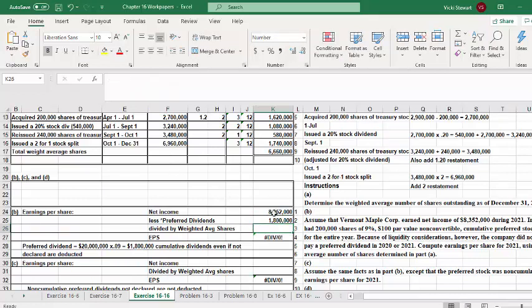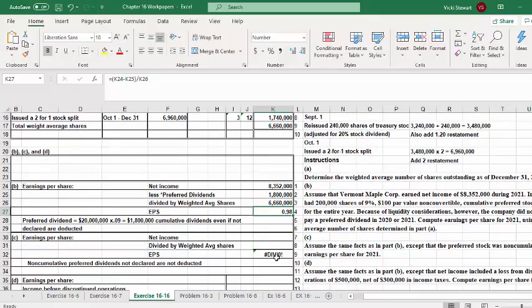Okay, so that is the numerator, 8,352,000 minus the 1,800,000, and then we would divide that by the weighted average number of shares that we determined in Part A. And that's what the formula does that I have in the spreadsheet, and that gives us earnings per share of 98 cents.